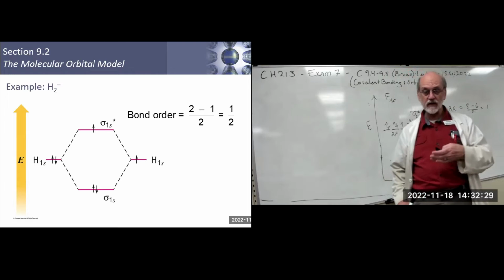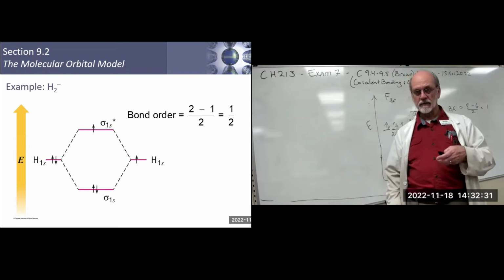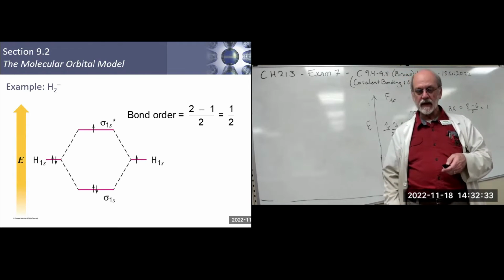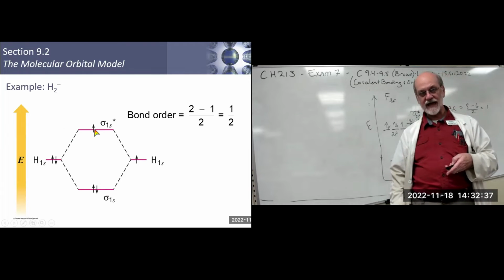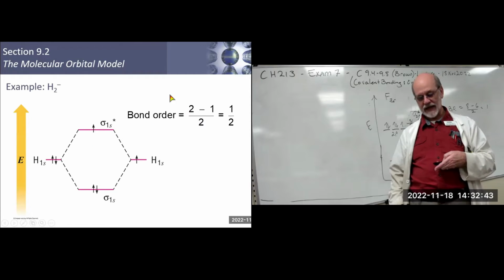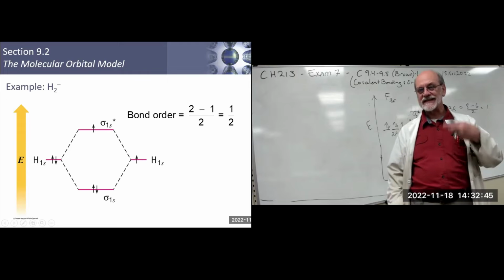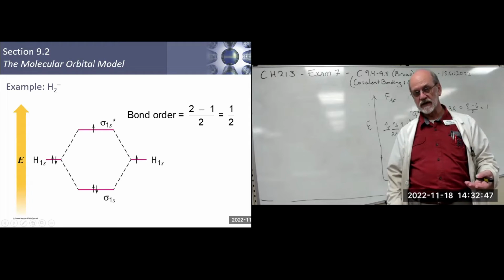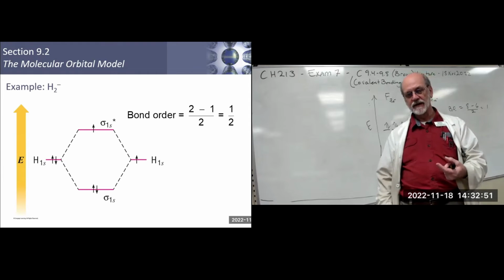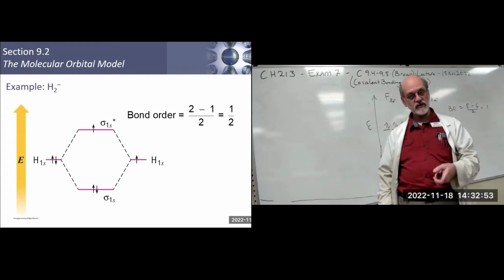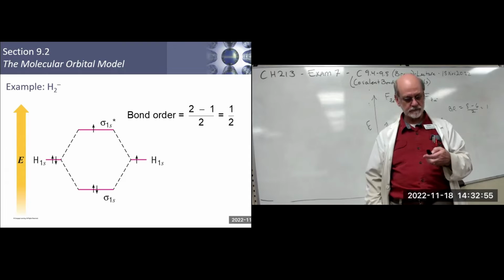Well, if we draw the molecular orbital diagram and we place this extra electron where it has to go, in the anti-bonding orbital, so 2 minus 1 divided by 2 is 1/2. We have destabilized the molecule. It went from a bond order of 1 to a 1/2. So it's not as stable as the H2 neutral molecule.